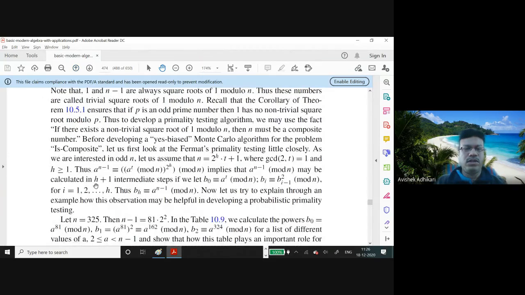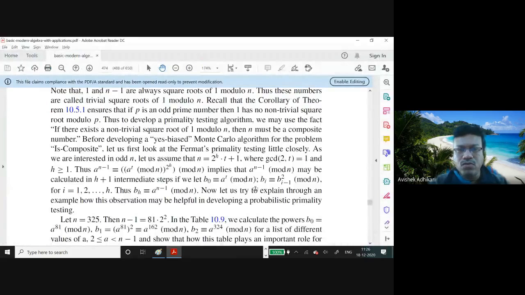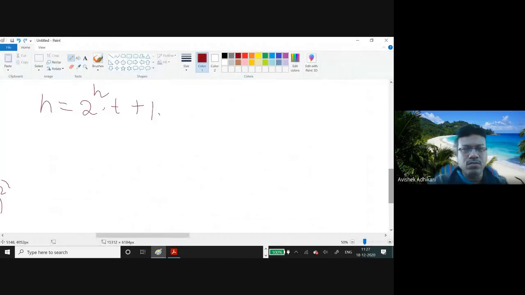Yes. So here B0 is a to the power t modulo n. So B0 is a to the power t. So my n minus 1 is 2 to the power h into t. Yeah, 2 to the power h into t.